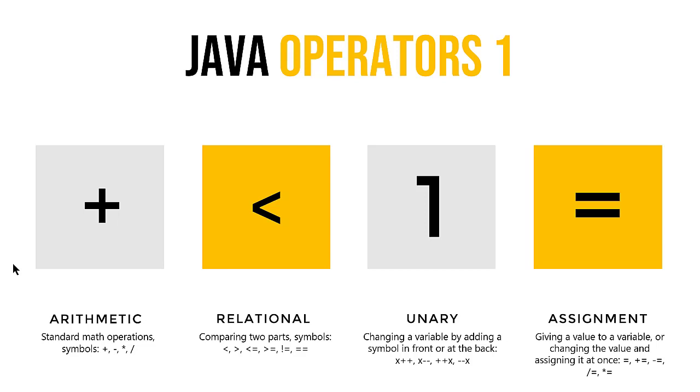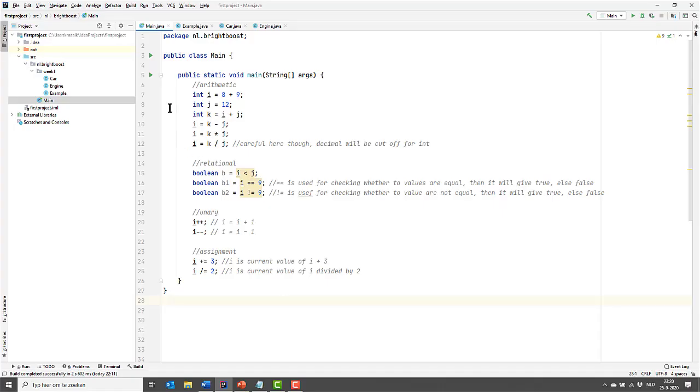Let's have a look in IntelliJ to see how this is done. So here we're seeing examples of all the operators. Let's start with the arithmetic operators. We are storing the result of 8 plus 9 into i. And we're assigning 12 to j. This would actually be an assignment operator. But then we are using this j to just demonstrate that you can also do the mathematical operations between 2 variables. So we can say i plus j, or k minus j, etc.